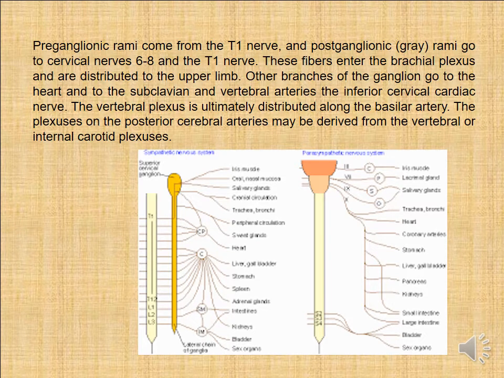The preganglionic rami come from the first thoracic nerve, and postganglionic rami go to the cervical nerves 6 to 8 and to the first thoracic nerve. These fibers enter the brachial plexus and are distributed to the upper limb. Other branches of the ganglion go to the heart and to the subclavian and vertebral artery and the inferior cervical cardiac nerve. The vertebral plexus is ultimately distributed along the basilar artery. The plexus on the posterior cerebral artery may be derived from vertebral or internal carotid plexus.